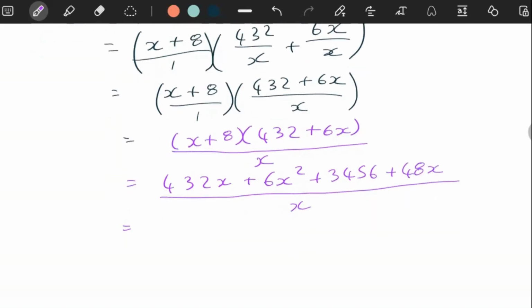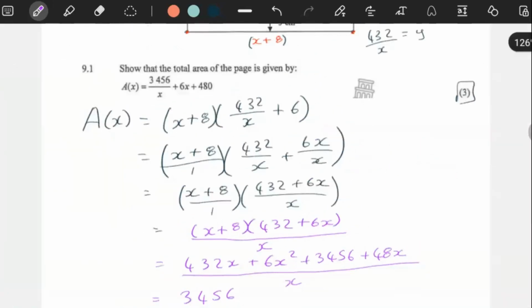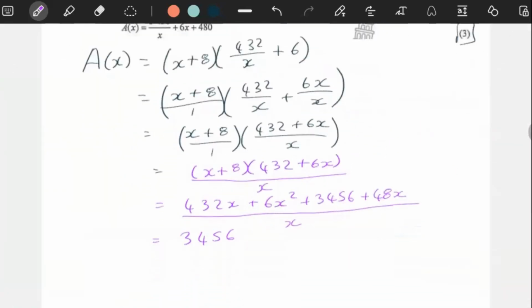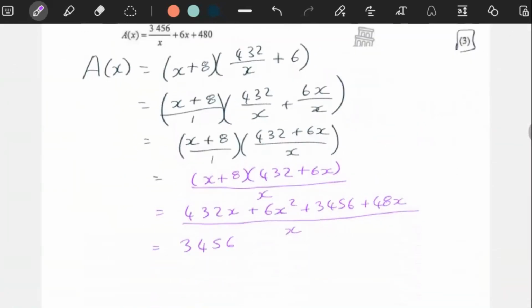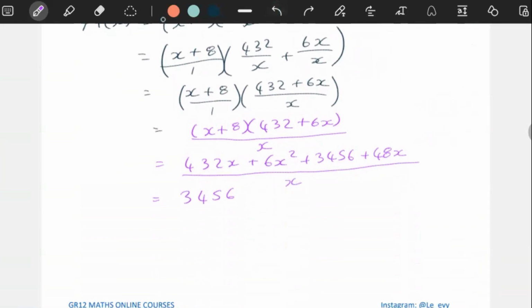And then if you simplify this some more, fortunately, these two are like terms. So you have 432 plus 48, which is 480. Let's rewrite it the way they've given it to us. So we have this here first in the front, and then we technically have the 6x after it, the 6x squared. Let me actually write this a bit lower.